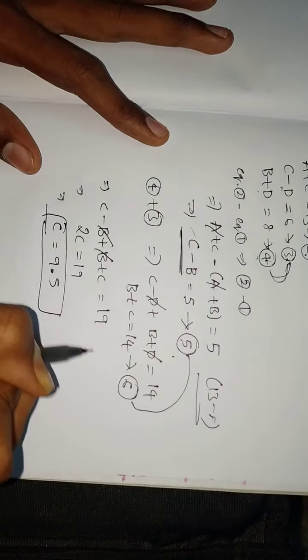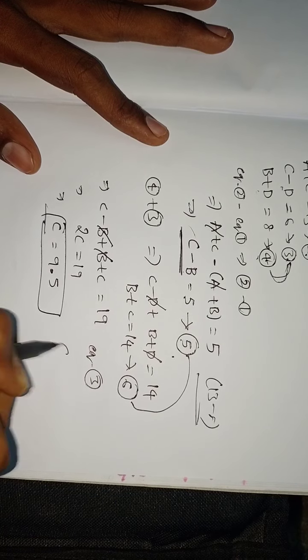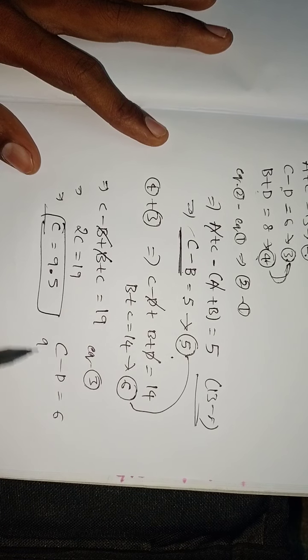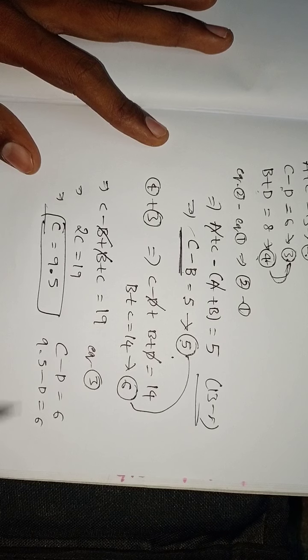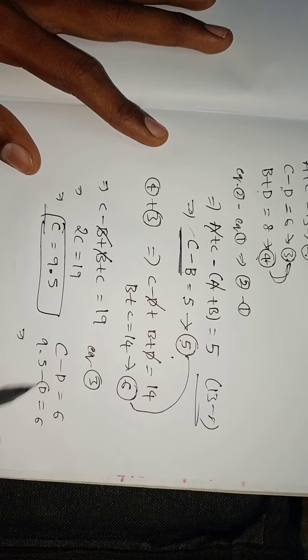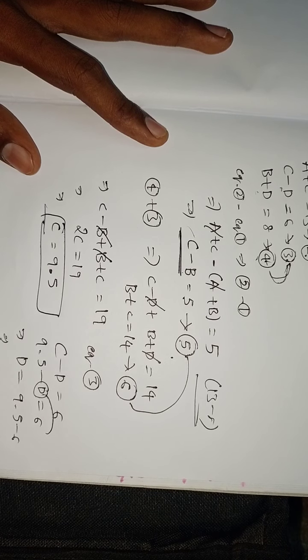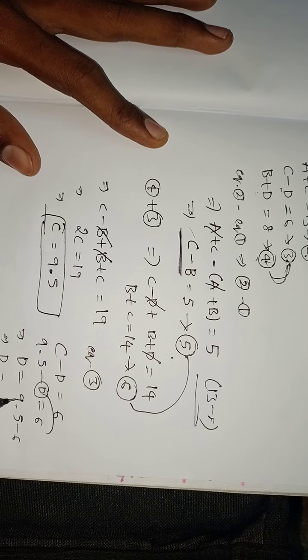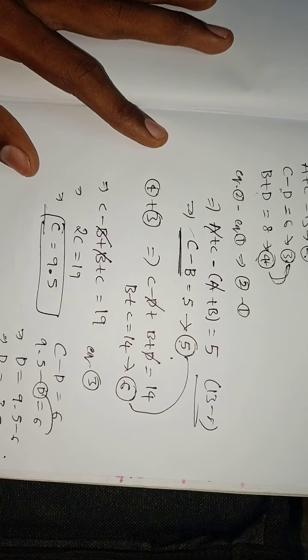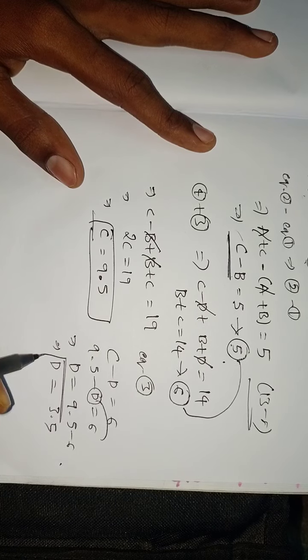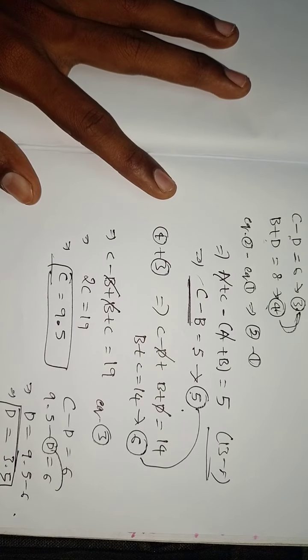So from equation 3, c minus d equal to 6, so 9.5 minus d equal to 6. Take d to the RHS, so d equal to 9.5 minus 6, nothing but 3.5. So our d also came. So here c and d are found.